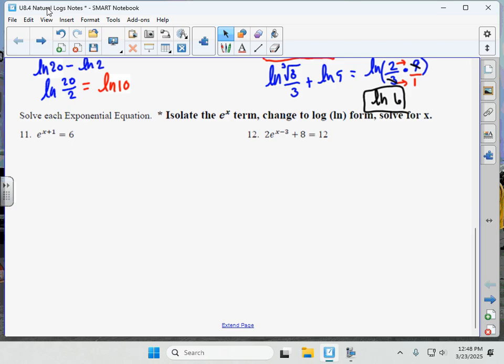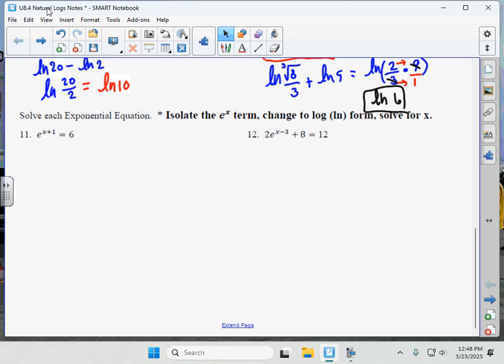All right, so now we're going to go ahead and solve exponential equations. So it's similar to what we did, I think, in 8.3. So we're going to isolate the e to the x term. So if there's something being multiplied in front of the e term, we're going to divide that over. If there's something that's added or subtracted to the e to the x term, we're going to add or subtract that over. So isolate that first, then you're going to change to log form, and then you can solve for x.